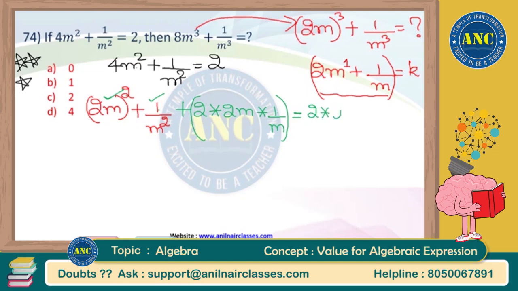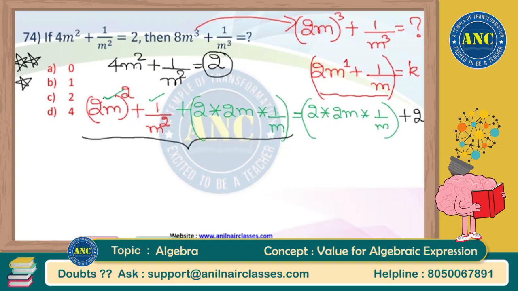That means on the right hand side also I will add that 2 into 2m into 1 by m, but along with this, I already have this 2 on the right hand side, so I will write that 2 as it is. I hope the equation is very, very clear for you people. That means this entire left hand side is a square plus b square plus 2ab format. This is nothing but equal to a plus b whole square, where a is nothing but 2m, b is nothing but 1 by m.